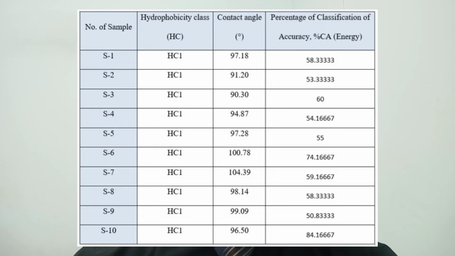Based on this table, we can see that all samples from hydrophobicity class 1 have their contact angle above 60 degrees. That makes the hydrophobic layer on the surface of the lightning arrestor still in good condition. The percentage of classification accuracy is also in the range of 50%, which means the data is the same as the control sample, except for S6 and S10. Both of these percentage values are far more than 50%.